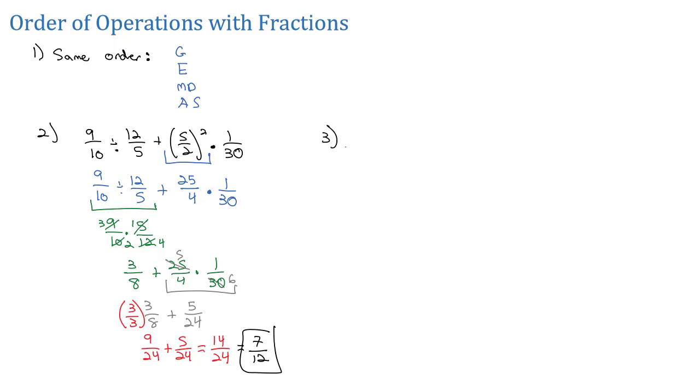Let's try one more example. Let's try (8/5) squared minus 9/10 times the absolute value of 7/3 minus 9/2. With this problem looking at GEMDAS, we have a grouping symbol in that absolute value sign. So to do that, we're going to subtract first the 7/3 minus the 9/2.